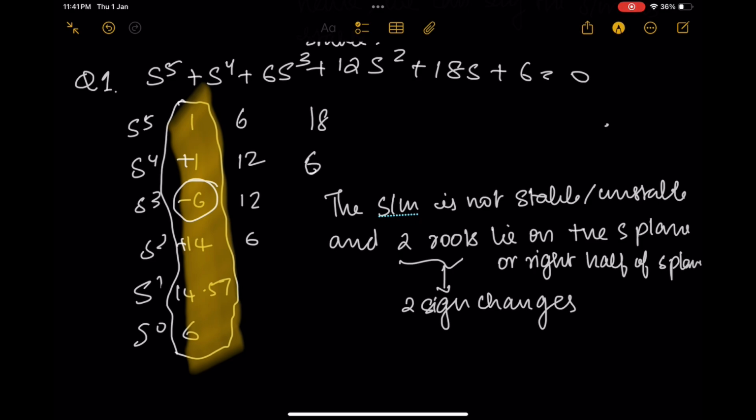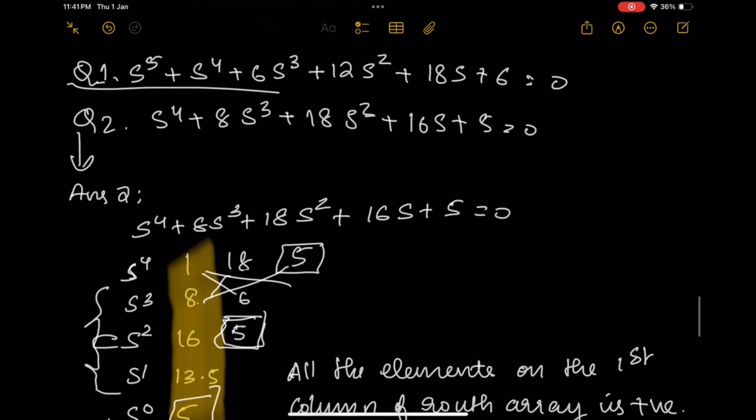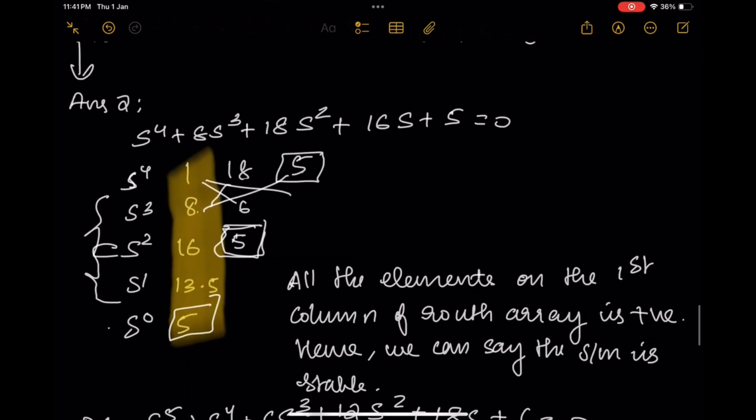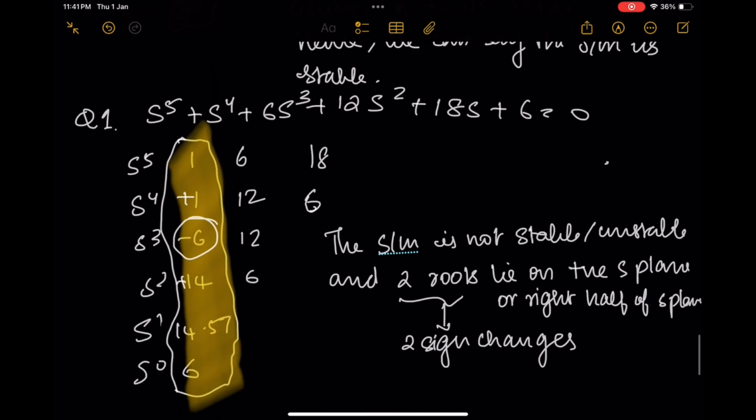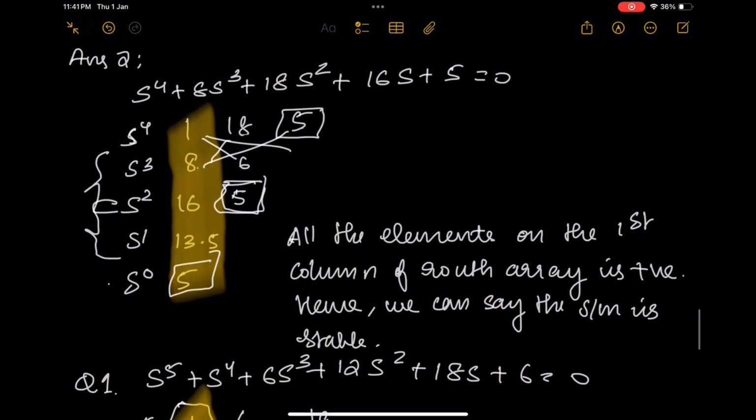Okay, that's it. We have done two questions and we have understood what the Routh-Hurwitz stability criterion is. In the next video, I will be adding more problems, with some different ways needed to solve them.